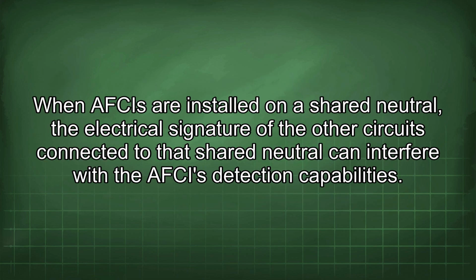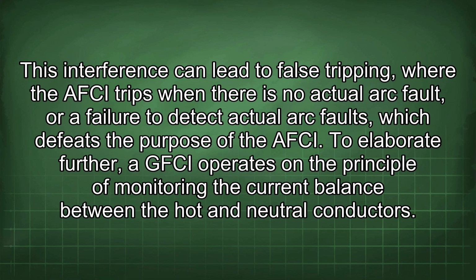When AFCIs are installed on a shared neutral, the electrical signature of the other circuits connected to that shared neutral can interfere with the AFCI's detection capabilities. This interference can lead to false tripping, where the AFCI trips when there is no actual arc fault, or a failure to detect actual arc faults, which defeats the purpose of the AFCI.